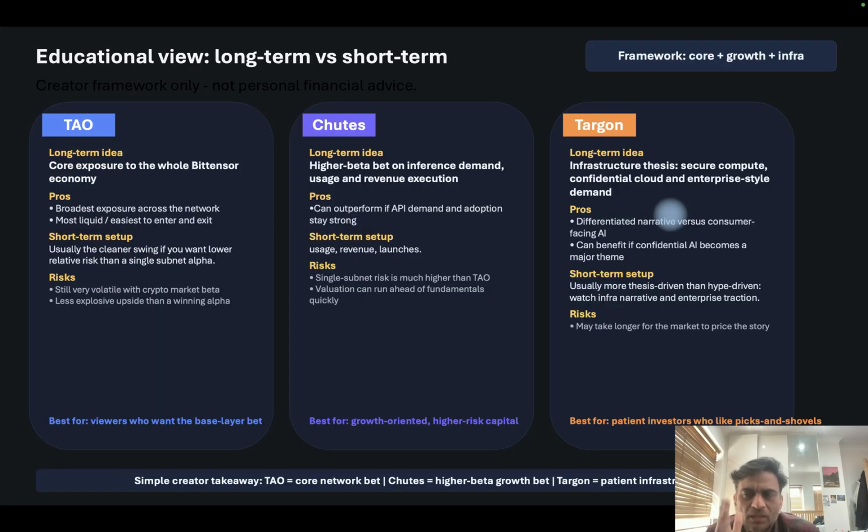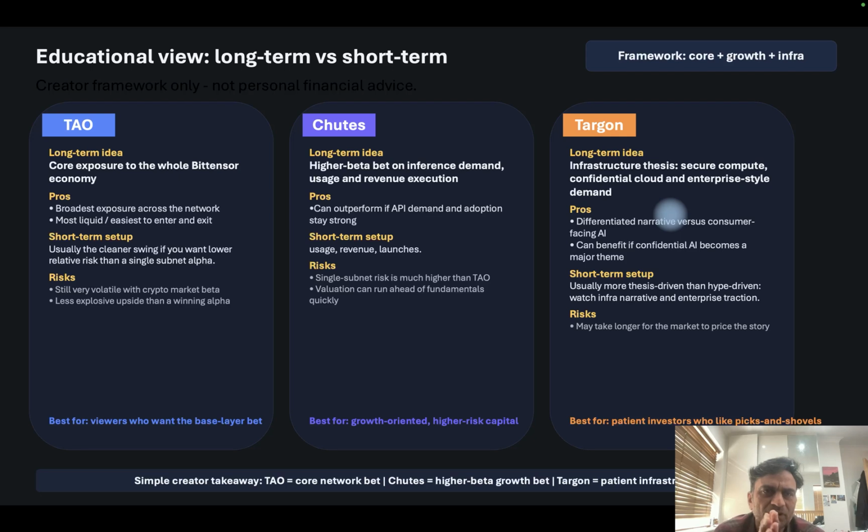Now, more from an investment point of view, what should be the long term and short term? We know that TAO looks to be a safer long term bet. It's a core exposure to the overall ecosystem. Even see, for example, Templar fails right now. Anybody who has a very concentrated investment, I think, is suffering a huge loss. But let's consider a scenario where TAO just falls down by 15%, but again, TAO will recover. I'm not sure about Templar.